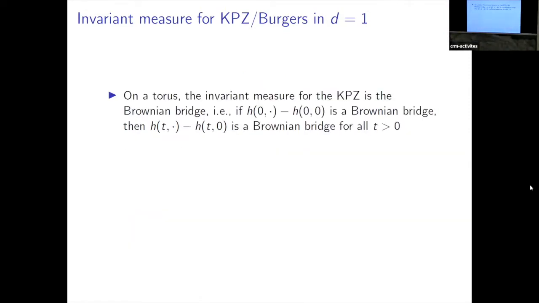Now I'll stay on the torus. On the torus, it turns out the invariant measure for the KPZ equation is a Brownian bridge. It's the same thing. If I start the equation from, let's say, B a Brownian bridge on the torus, say [0,L], your torus is really a circle. Yes, I call it torus.